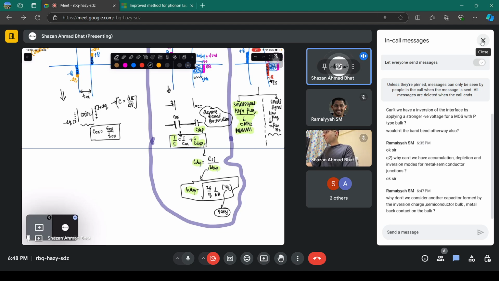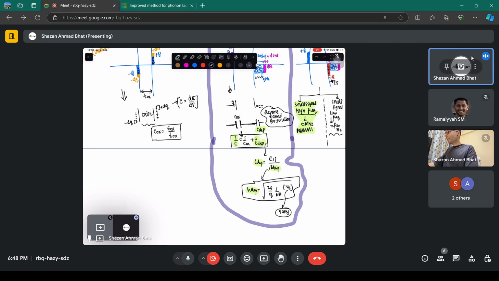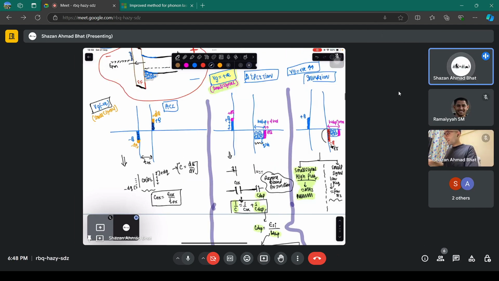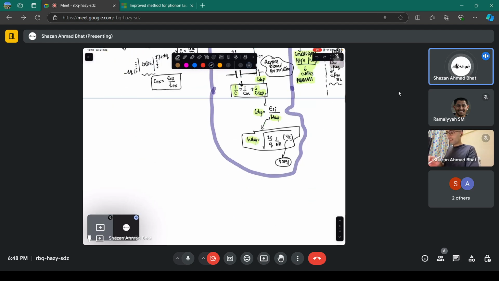Because there are currents flowing in the bulk of the semiconductor. There are electrons and other charges flowing in the bulk. You cannot consider that as a static dielectric element in between. Where do these electrons come from? They come from the generation-recombination in the bulk of a semiconductor. You cannot consider that as a capacitor.